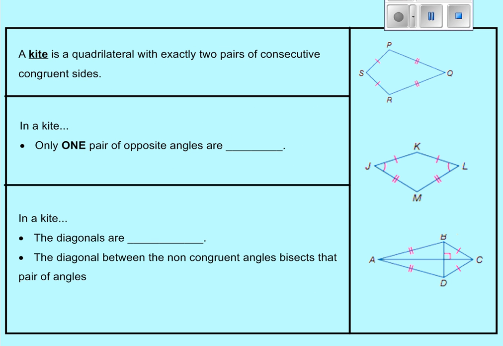So a kite has got 2 pairs of consecutive congruent sides. Only 1 pair of opposite angles are congruent. All right, that's going to be this one and this one. And in a kite, the diagonals are perpendicular, and the diagonal between the non-congruent sides bisects that pair of angles. So this diagonal bisects this diagonal. So those 2 are congruent. The other 2 are not. These 2 are not congruent. These 2 are.